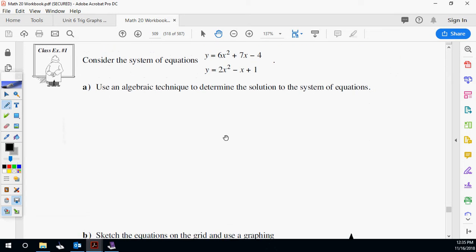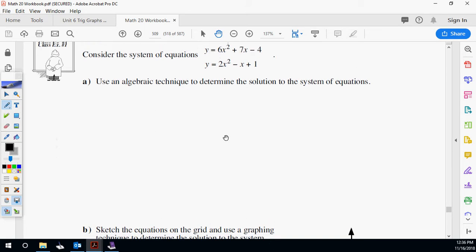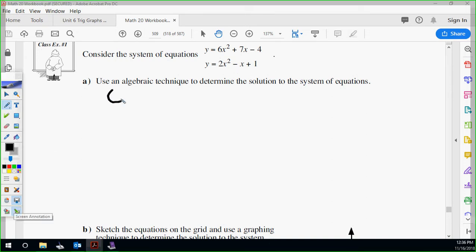Okay, so consider the system of y equals 6x squared plus 7x minus 4 and y equals 2x squared minus x plus 1. Use an algebraic technique to determine the solution of the system. So simply, if y equals this and y equals this, these equal each other. So we set them equal to each other: 6x squared plus 7x minus 4 equals 2x squared minus x plus 1. And then we just want to solve this quadratic.